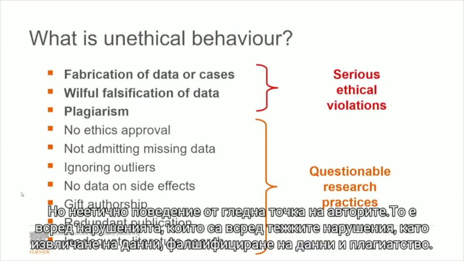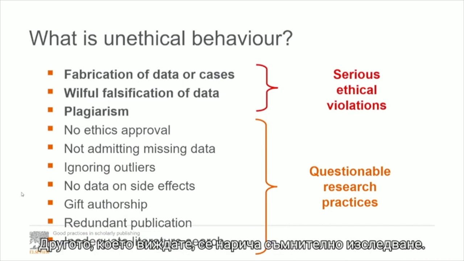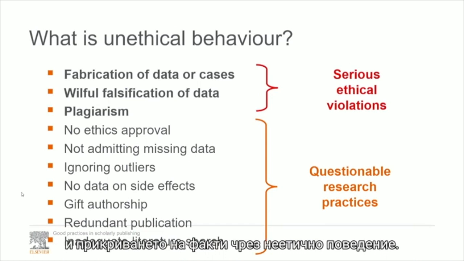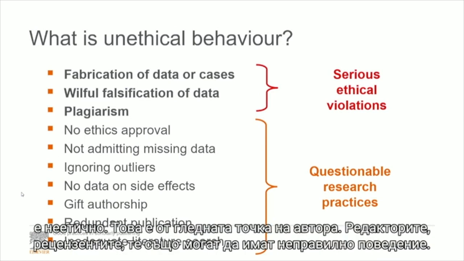But this is unethical behavior from the author's perspective. And there are a few violations which are severe violations, such as fabrication of data, falsification of data, and plagiarism. In some countries, you can even go to prison for that. Everything else that you see on the list is called, let's say, questionable research, but this is just sugarcoating still a very unethical behavior. One of those is gift authorship. So putting someone who's not the author on the author's list. That's unethical.